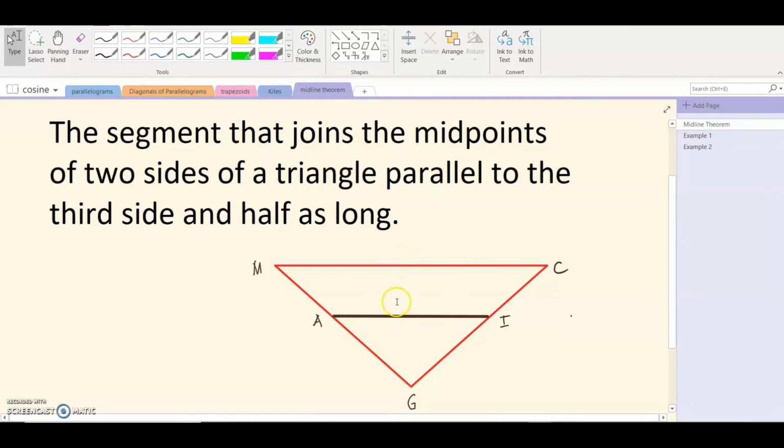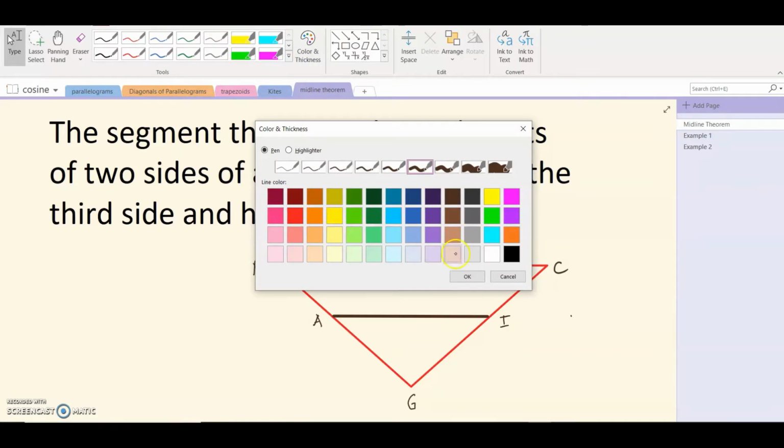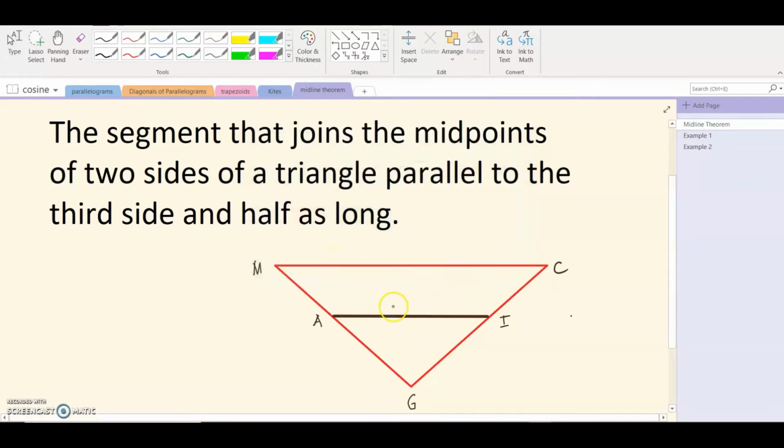So let's say if AI is 12, so we know that MC will be 24 and so on.